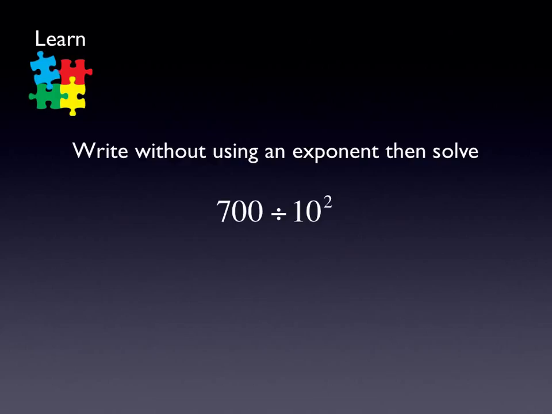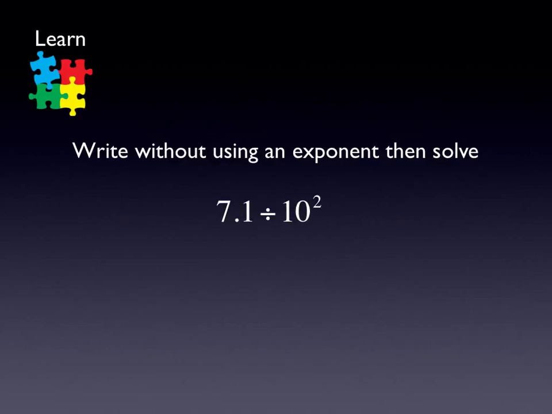All right, let's try some division. We're going to write 700 divided by 10 to the second power without using an exponent, and we're going to find the quotient. So we can rewrite this as 700 divided by 100, because 10 to the second power is going to be 100. 700 divided by 100 is going to be 7.